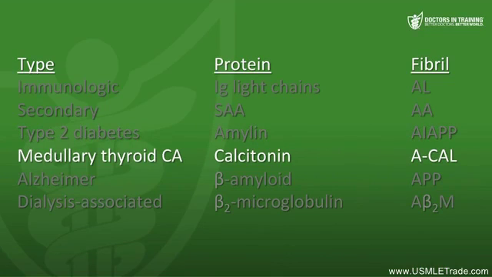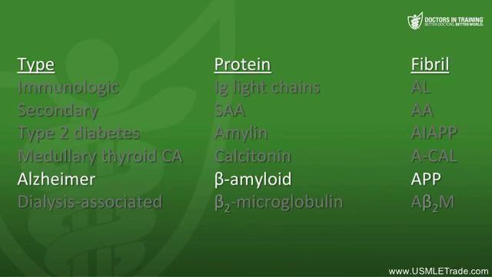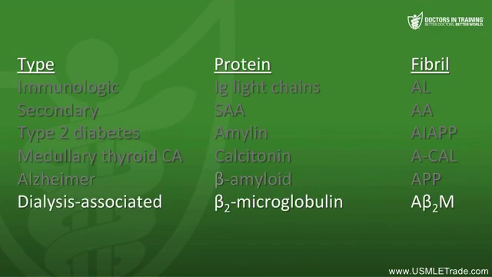Now, if you have medullary carcinoma of the thyroid, where there's too much calcitonin produced, that excess calcitonin can form ACal protein, which can cause amyloidosis. In Alzheimer's disease, there's something called amyloid precursor protein, or APP, that's cleaved to beta amyloid, or A-beta, and that builds up in the brain. So in a way, Alzheimer's disease is amyloidosis of the brain. It's not diffuse multi-organ amyloid, it's just discrete plaques of this A-beta protein in the brain. And there's dialysis-associated amyloidosis, which is where a protein called beta-2 microglobulin builds up.